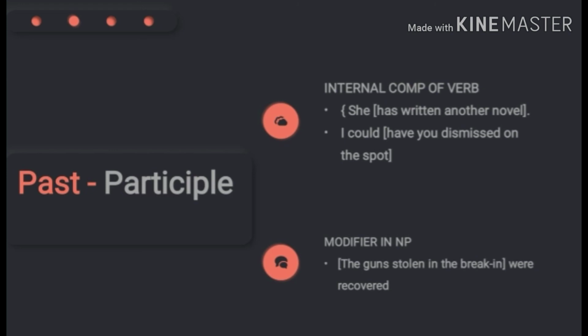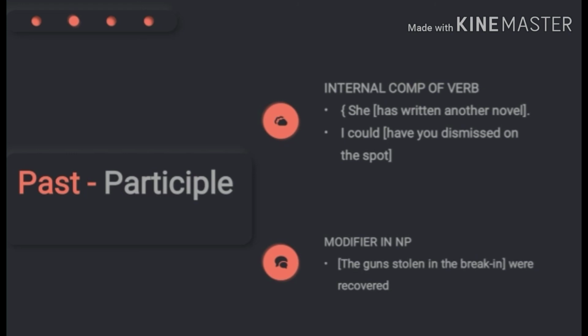For the first, internal complement of verb. In complement of verb, a past participle can be either perfect or passive, like the first example. She has written another novel. That is the example of perfect. The second example is I could have you dismissed on the spot. And it is the example of passive.